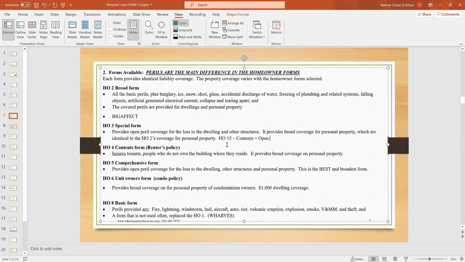So just kind of remember that example. It's a little bit outrageous, but I think it'll help you with the HO3. Now, your HO4 is a contents form. It is for your renters. These are people that rent.